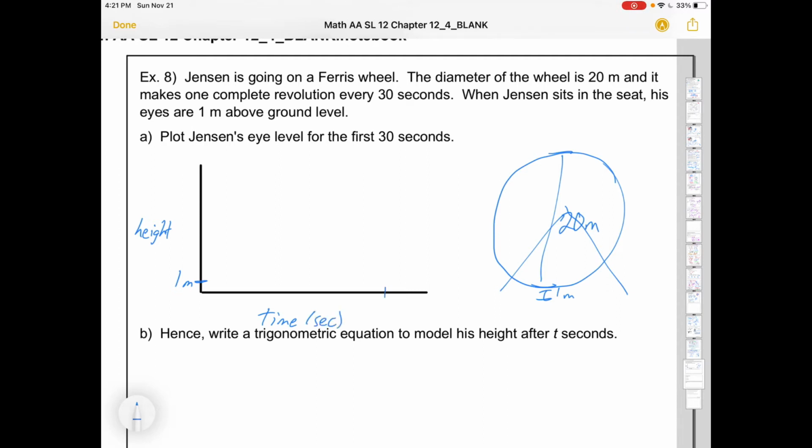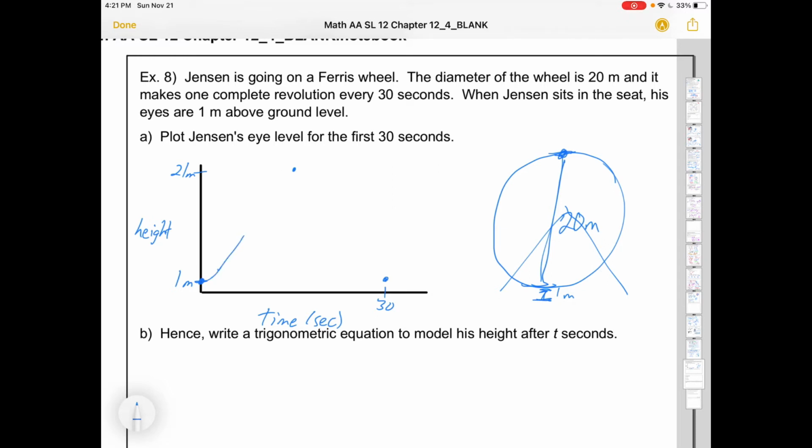30 seconds later, since it completes a full revolution, he's going to be back at the bottom. Halfway in between, he's going to be at the top, wherever that is. And we can reason out that the top here is going to be 20 meters plus another 1 meter. So 21 meters, because the Ferris wheel doesn't start exactly at ground level.